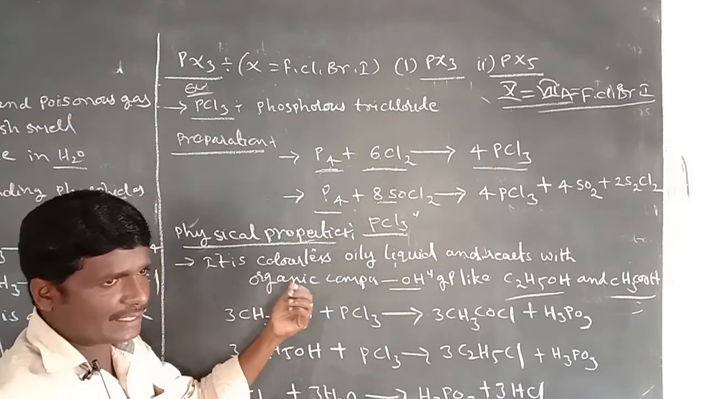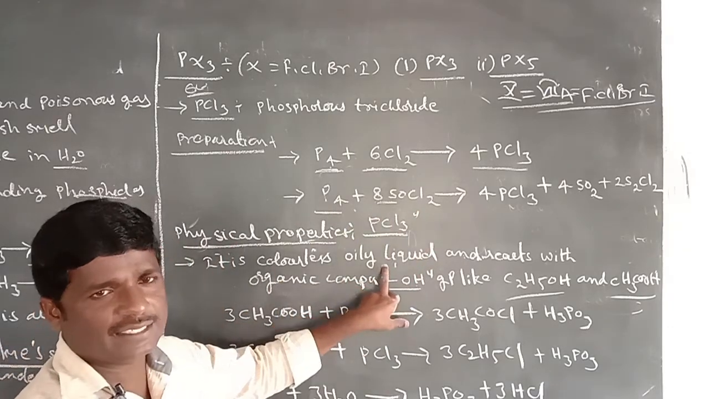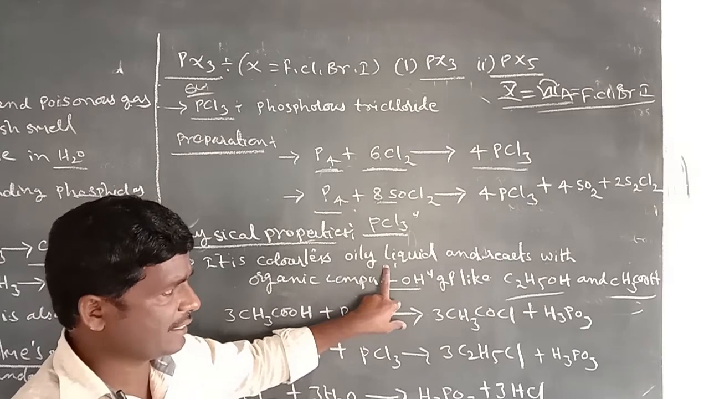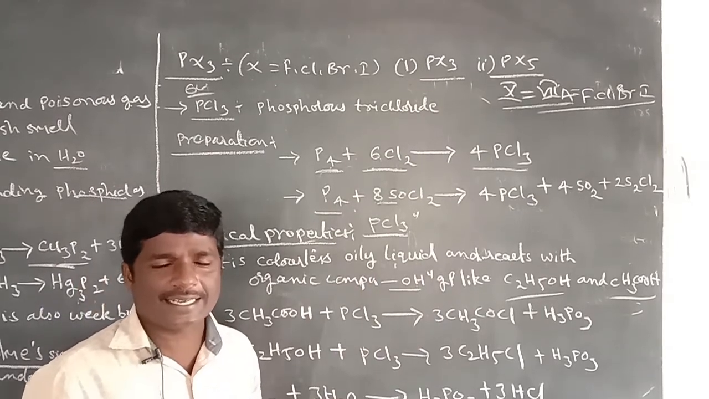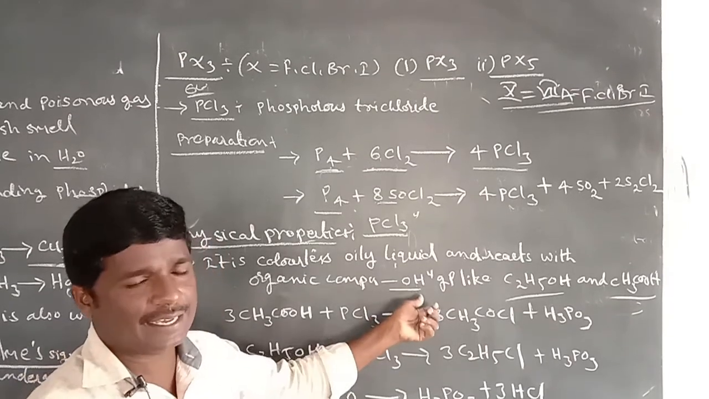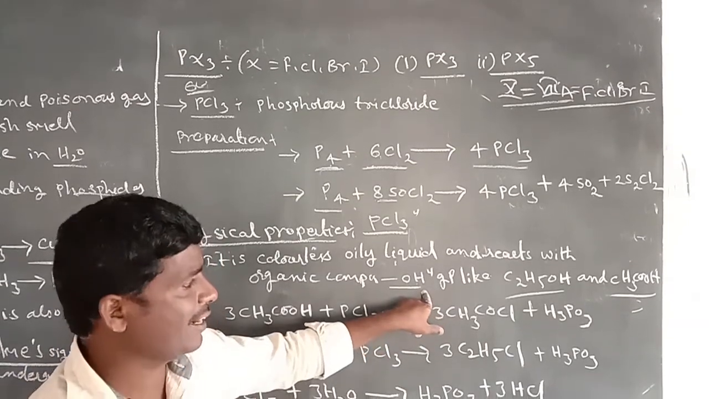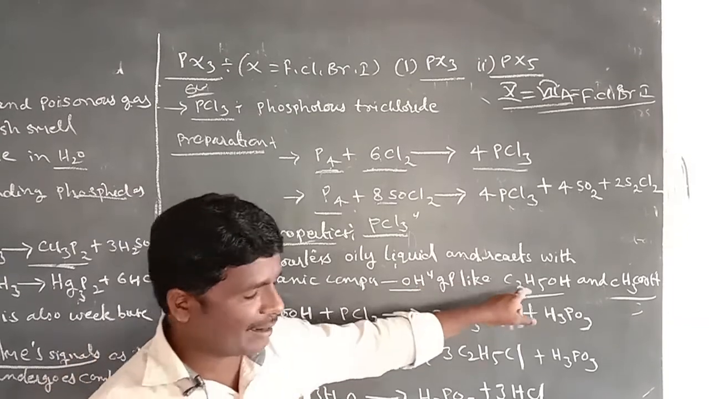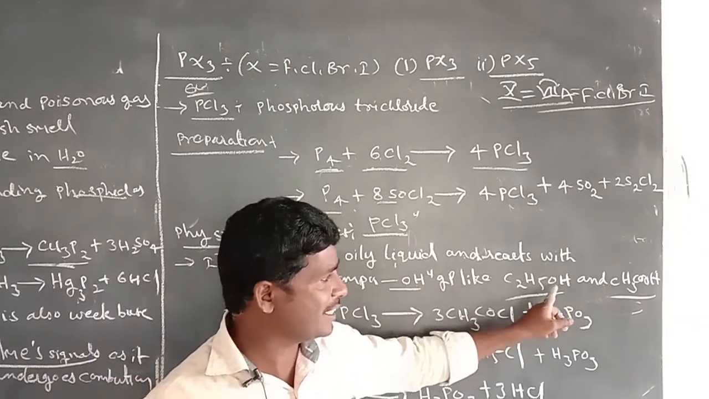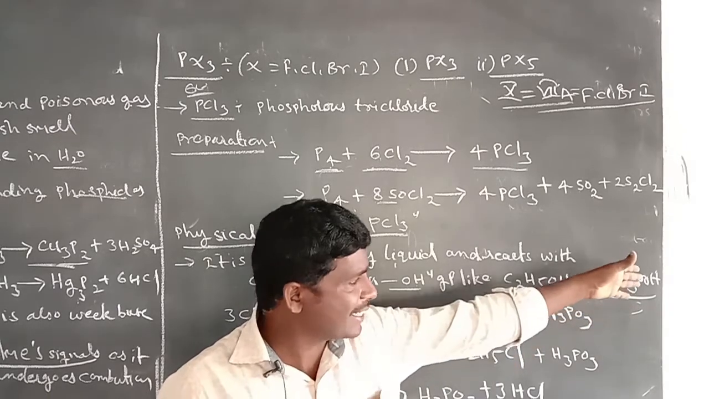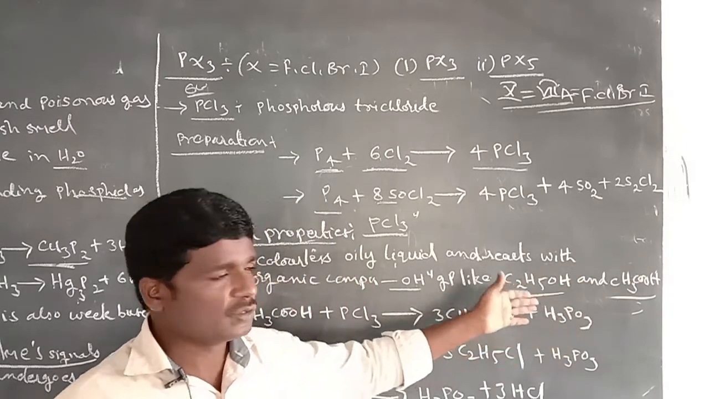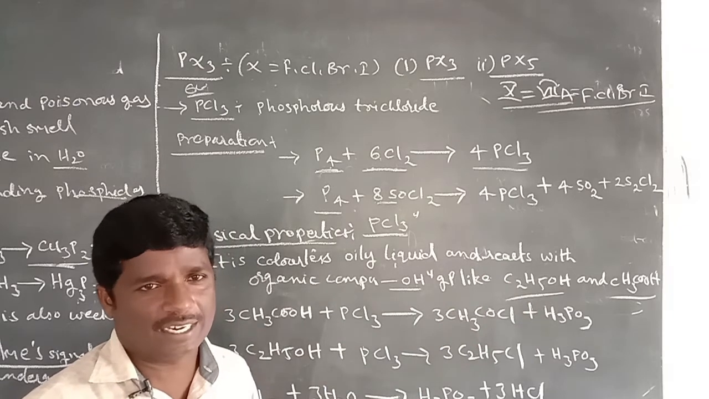It is a colorless, fuming liquid. It reacts with organic compounds containing the OH group, also known as hydroxy or alcohol groups, such as ethyl alcohol C2H5OH and acetic acid CH3COOH. Those are organic compounds.